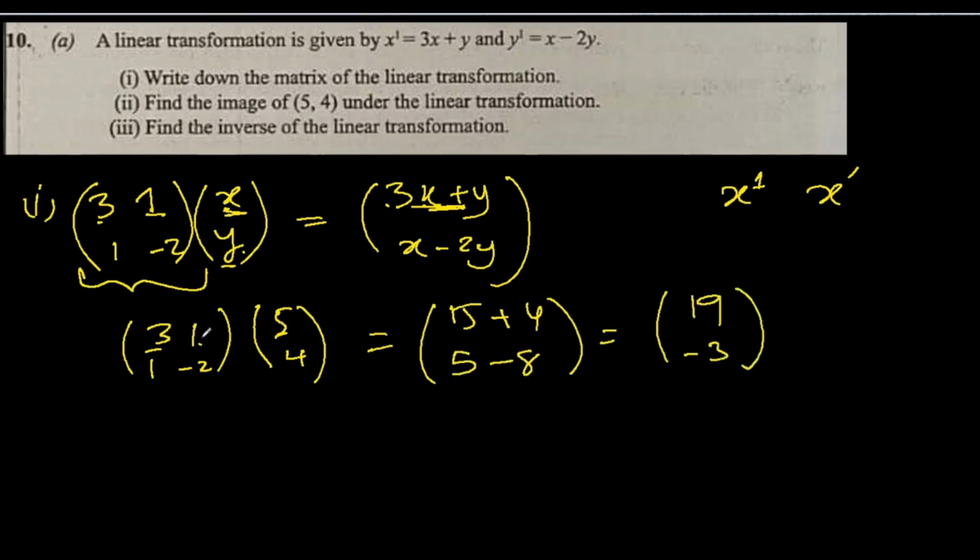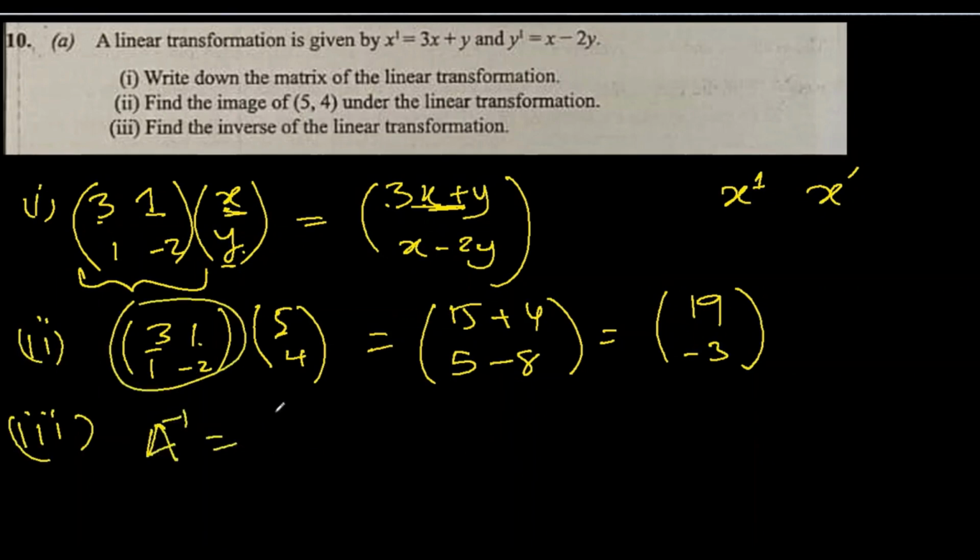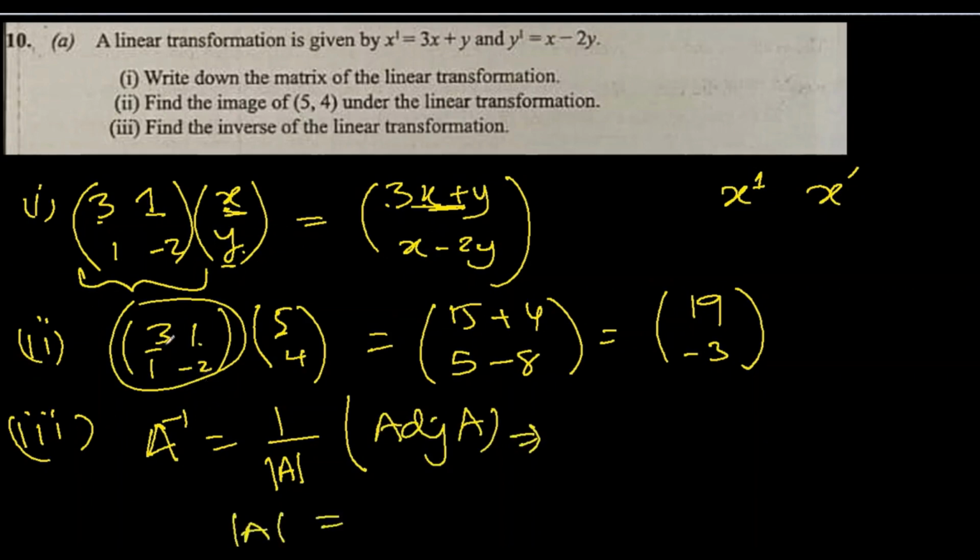Find the inverse of the linear transformation, that is the third part. For the inverse, let's call this matrix A. So A inverse will be 1 over the determinant of A multiplied by the adjoint of A. So let's find the determinant of A first, which will be 3 times minus 2, minus 6, minus 1 times 1, which is minus 1, so negative 7. So minus 1 over 7.